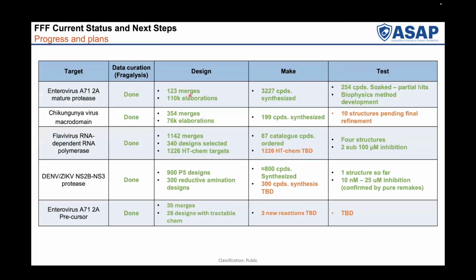And just future work planned, quick summary. This is basically the targets on the left, and this is working through the design make test cycle. Everything in green is basically done, and in orange is pending. And I think the key ones here are the work that we'll be doing on the RDRP and the dengue and Zika viruses. We have a lot of follow-ups planned and a chemistry planned, as well as catalog compounds planned for those targets.